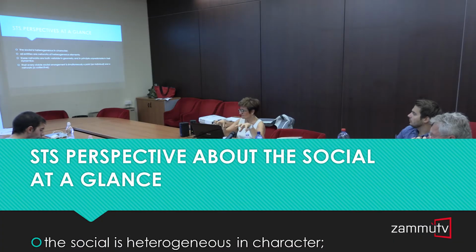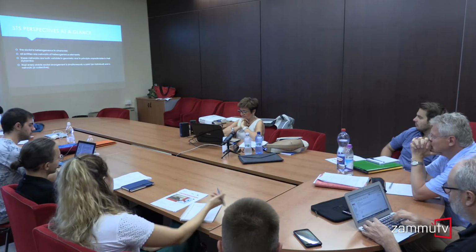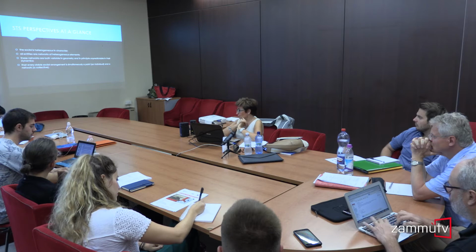The first one is that the social, what we name the social, is something heterogeneous in character. What does it mean? It means that the elements which make up the social are not ontologically defined as being of a specific nature. It is not an ontological statement, I state, but a methodological one.